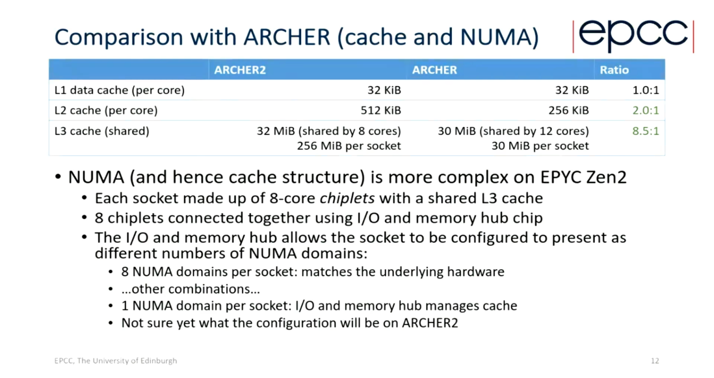Now, the NUMA structure is more complex on EPYC than it is on the Xeon processors, where generally for Xeons you have 1 NUMA region per socket. That's what it's like on Archer. There are 2 sockets per node, each with 12 cores. There are 12 cores in each NUMA region.